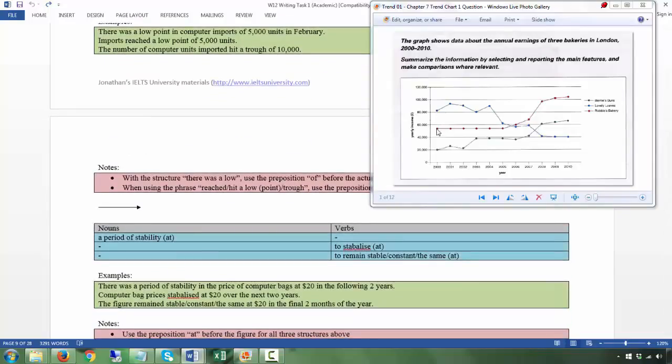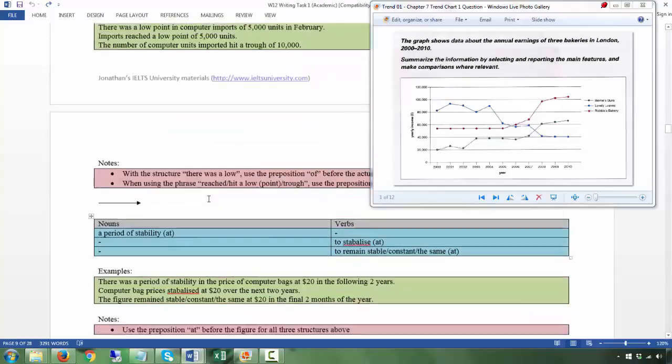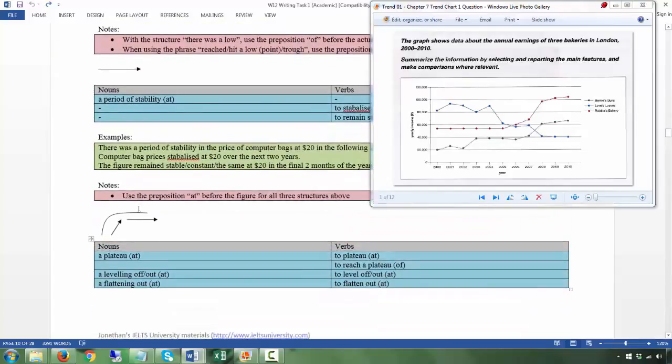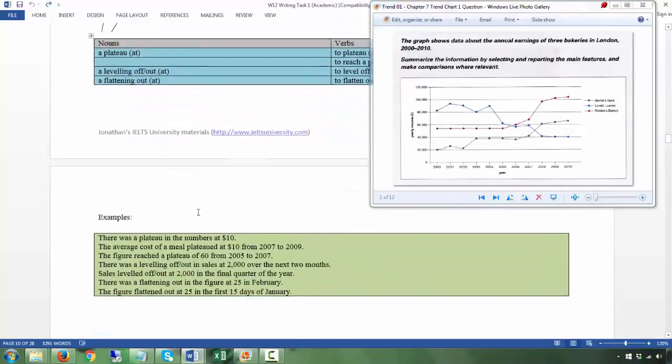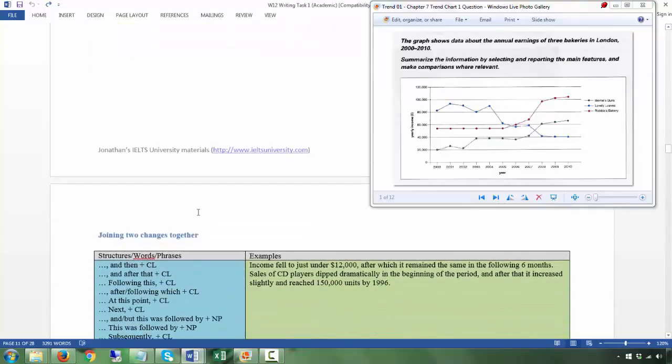A period of stability there. All right, a period of stability, or to remain stable, remain constant, remain the same. Plateau, to plateau. So these are some of the phrases that you will be using.